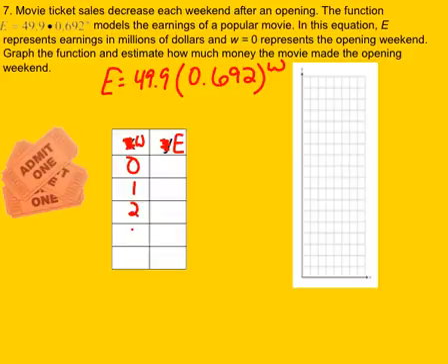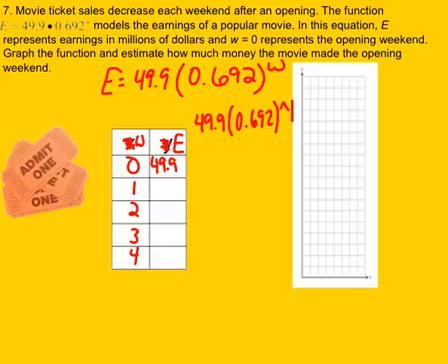So this is the one I was talking about. We don't actually start with -1 because we're not having pre-sales and stuff. We want to know how much money we earned opening weekend. Well, if I put W as 0, the 0.692 is going to go away, and you're just going to have 49.9. Now, a good skill to have in your calculator is to know that you should put 49.9 times 0.692 to the first in your calculator.